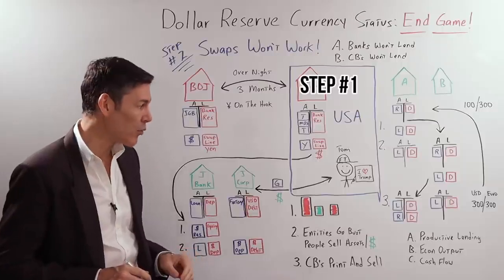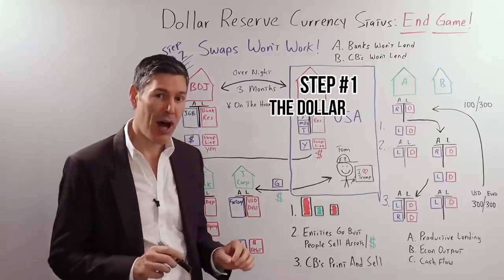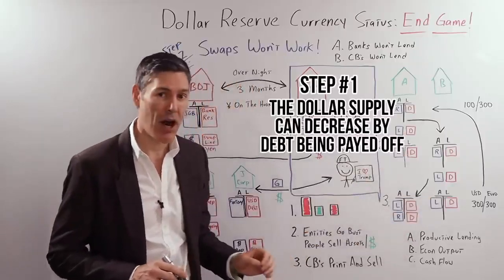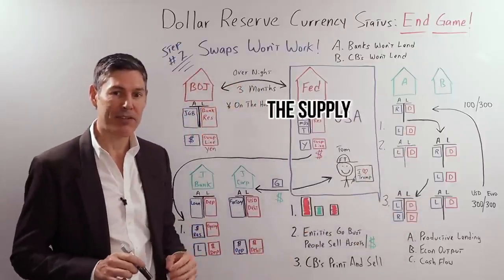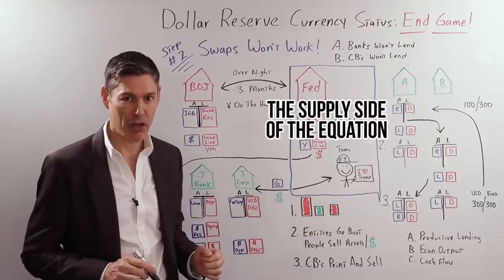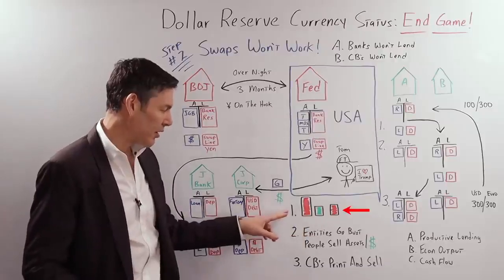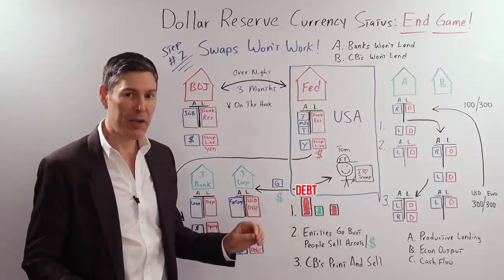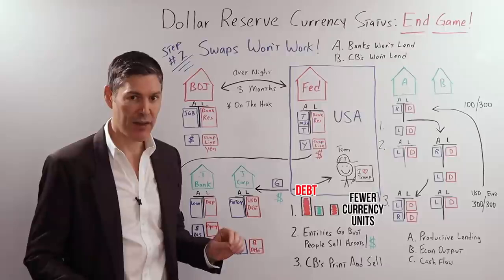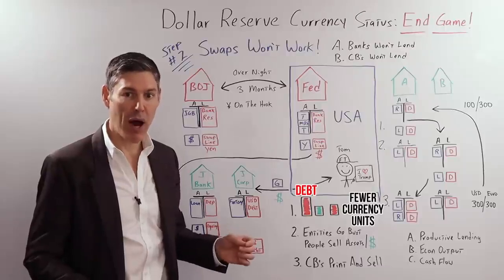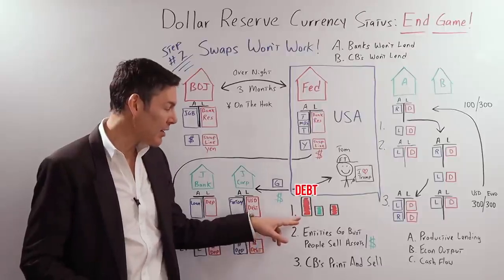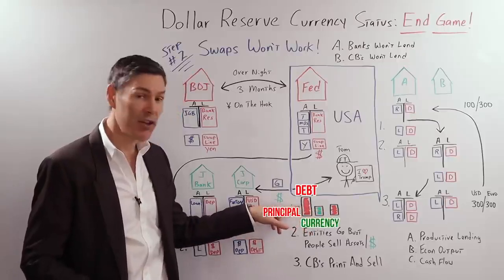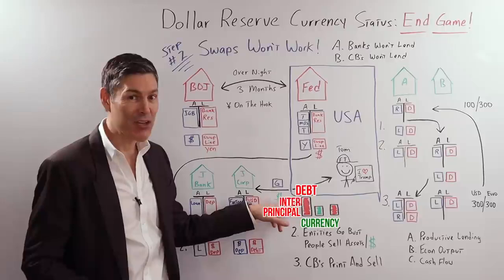In step number 1, we talked about how the supply of dollars can decrease by debt being paid off. But we didn't talk about the demand side of the equation. Let's use a simple example. We have this much debt in the system, but there's always going to be fewer currency units than we have total debt. Why? Because when you create the debt, you have the principal, which creates the currency. In addition to the principal, though, you have interest.